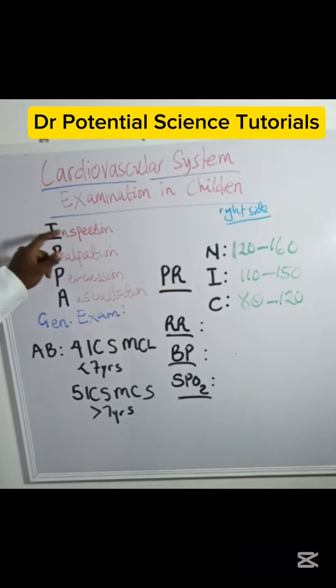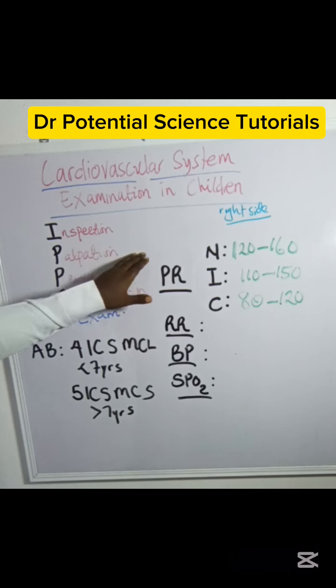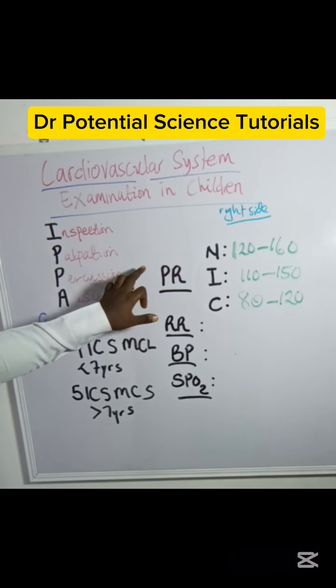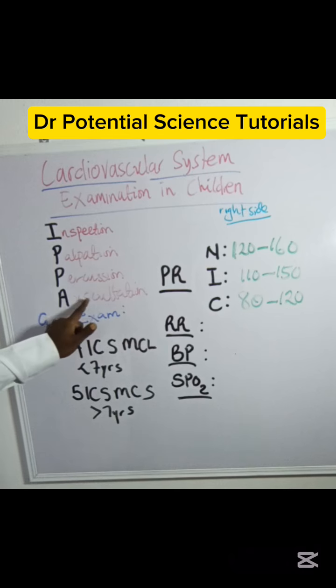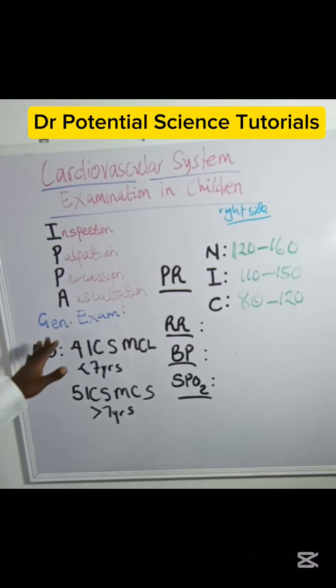Auscultation. When we say inspection, to see. Palpation means to feel. Percussion, you are touching the patient. Auscultation, listen by using your what? Your stethoscope. So under inspection, by quickly doing what we call a quick general examination, you want to look at the patient. Is the patient dyspneic?